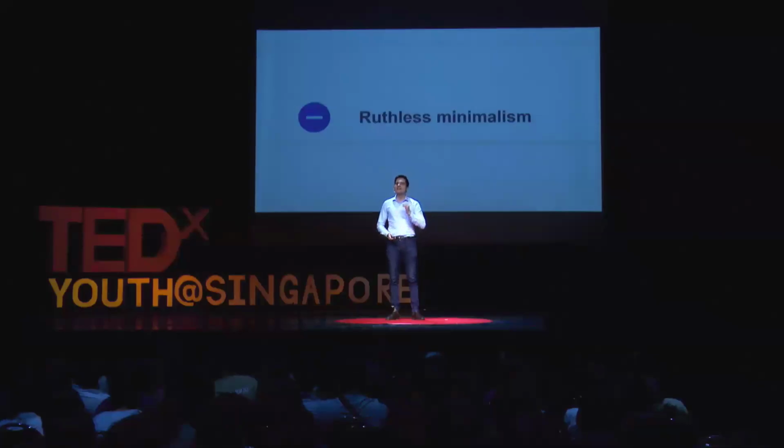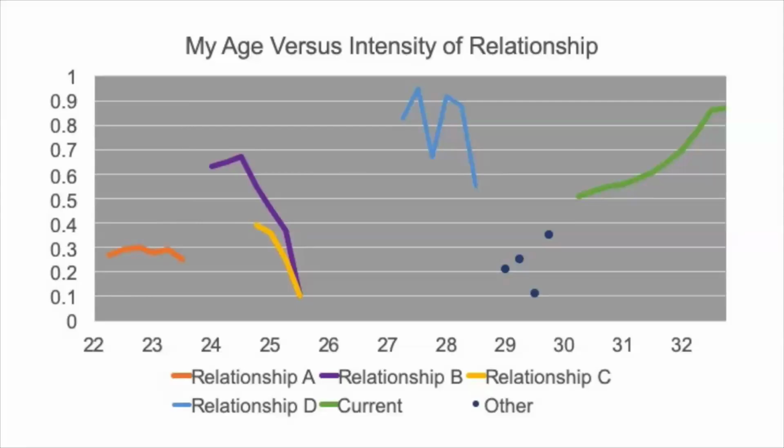I want to move on to the next key to effective data storytelling, which is to be a ruthless minimalist. To explain this concept, I want to use a personal example. I've been in a relationship for about 2 years now, and it's often around this time that your partner starts to ask about some of your previous relationships. So I did what any good data storyteller would do, and I put together a chart.